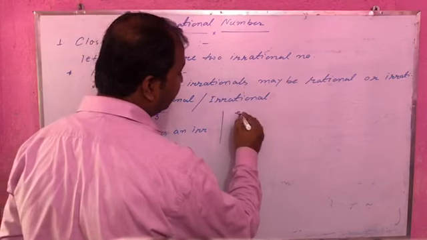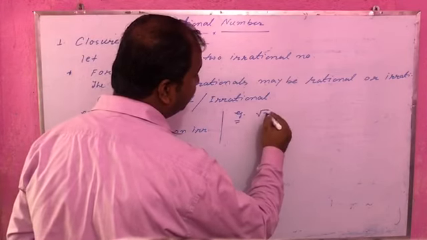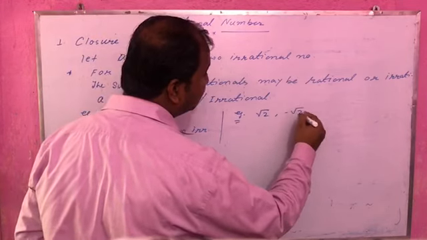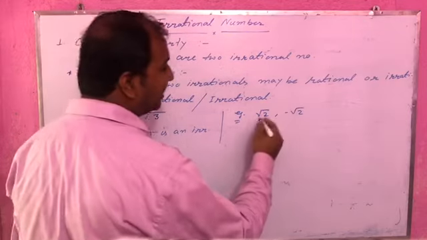Take another example. The first one is root 2, and another one is minus root 2. Find the sum of these two.